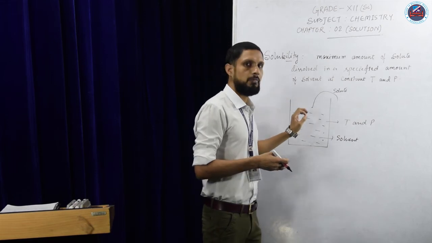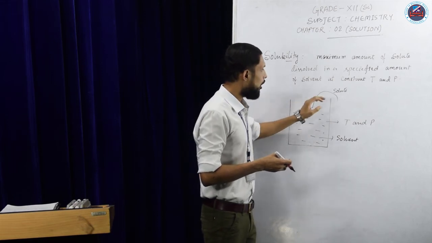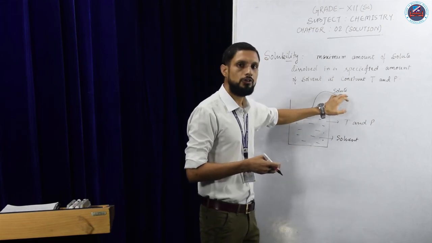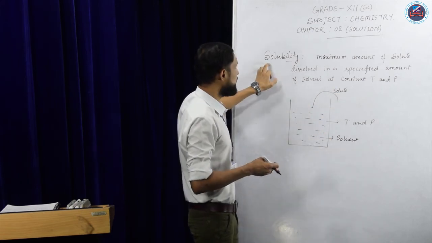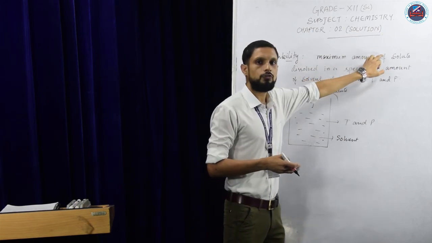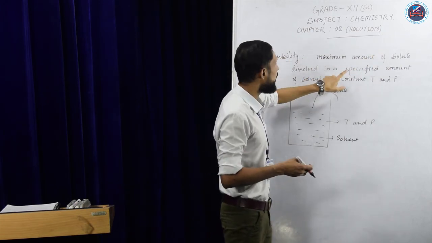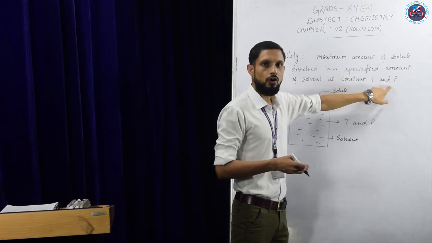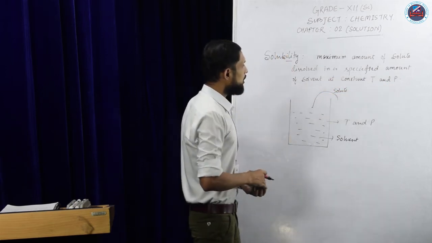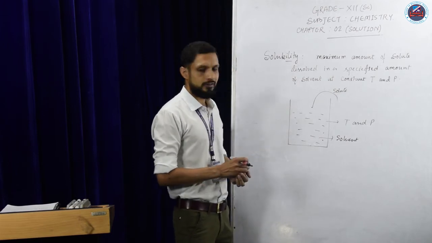So there is a limit. There is a limit of the solubility of solute in solvent. So this phenomenon is known as solubility, that is maximum amount of solute dissolved in a specified amount of solvent, keeping the temperature and pressure constant. Now there are factors which affect solubility. Let us see the factors.